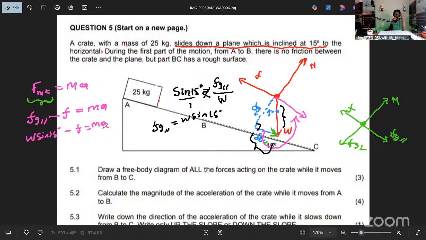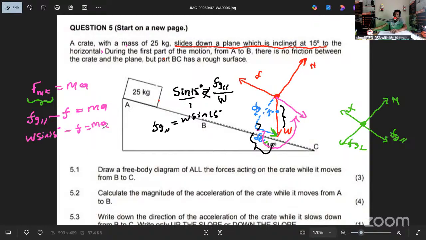Because we don't have the friction there. We are calculating the magnitude of the acceleration of the crate while it moves from A to B, not B to C. So we don't need friction. So we need a different vector diagram, the one without frictional force. Because from A to B there was no friction. Do you see that?